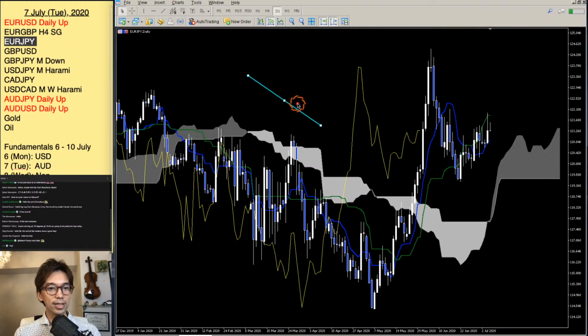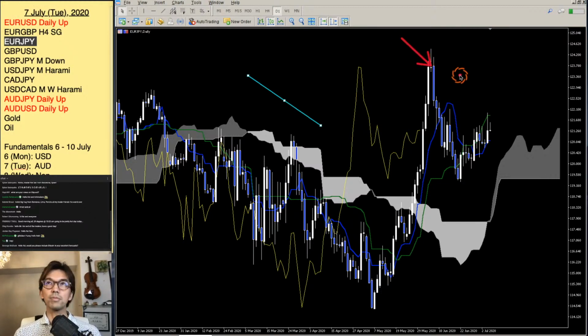This is not really difficult. This is so easy that you can do it. But let's say in this case, you see the recent high here on this candle. After this recent high, the market has been retracing backwards.